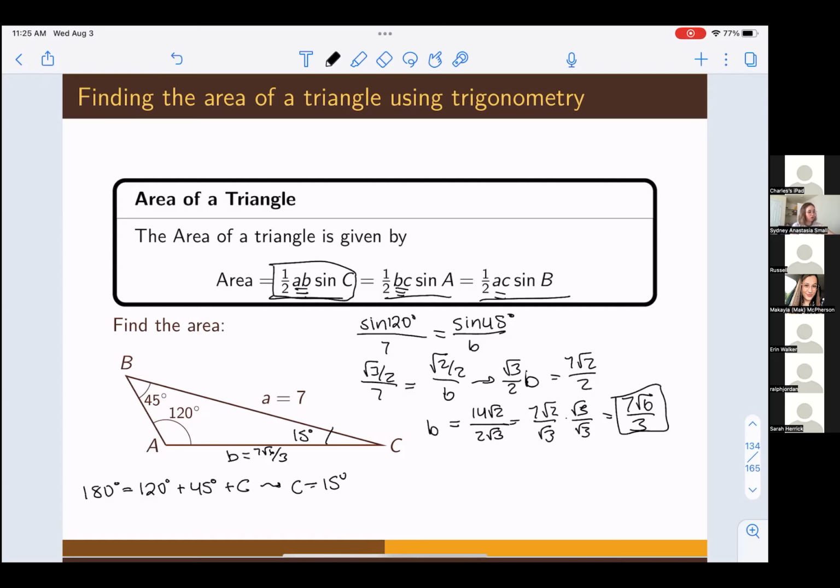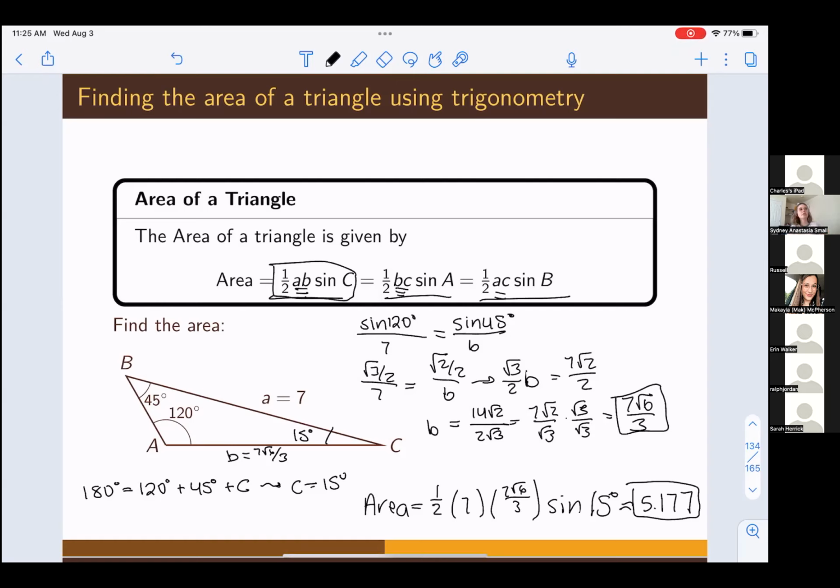So solving for the area, we get that the area is equal to 1/2 times side A, which is 7, times side B, which is 7√6 over 3, times the sine of 15 degrees. I don't expect you to do any of this by hand, so just plug this into your calculator and you get about 5.177. And that's your final answer. If it asks for units or gives you a particular unit on the side length, include units. If not, that's acceptable.